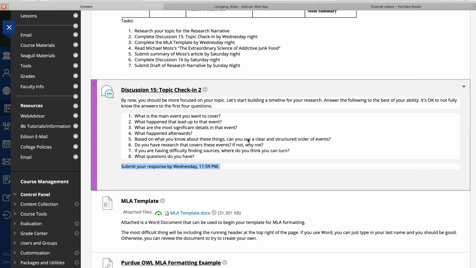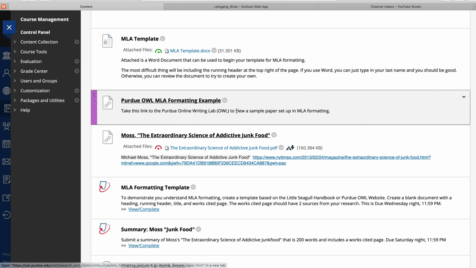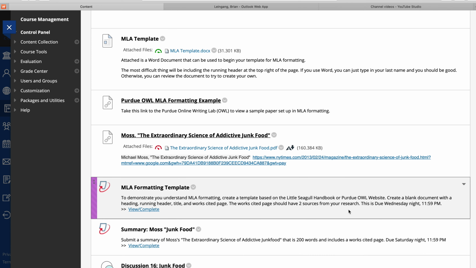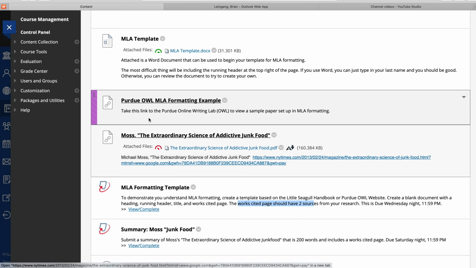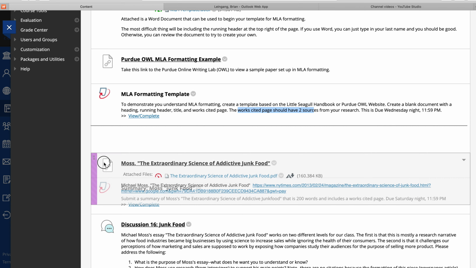Please have that topic check-in done, but also we are working on formatting a template. It's MLA formatting. I'm asking you to use Word or whatever you have to create a sample paper that's going to include a works cited with two of your sources, so I can start looking at what you are doing and provide you some feedback to make sure your paper is formatted correctly, because that's one of the most important things that we are looking at. I have some links up here to help you out with that. Let me move this down so it's a little bit easier to see.